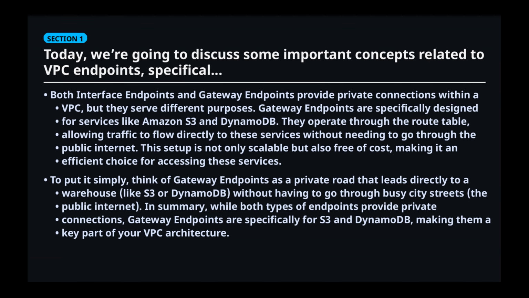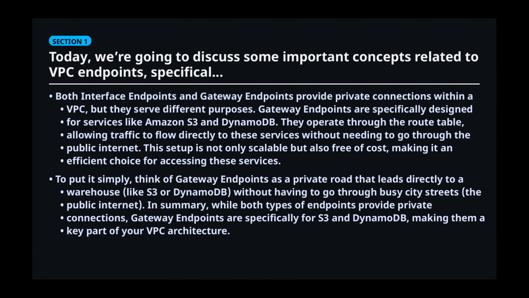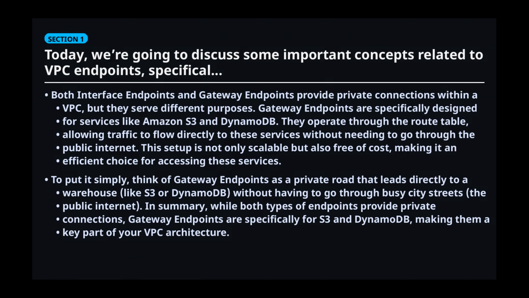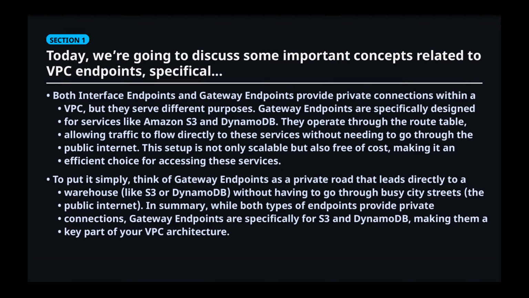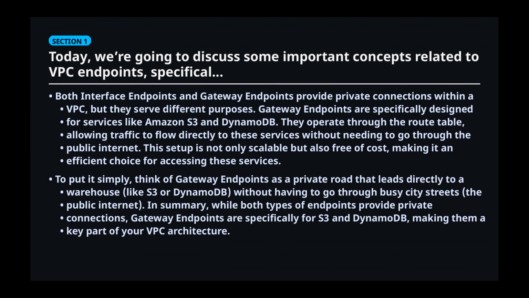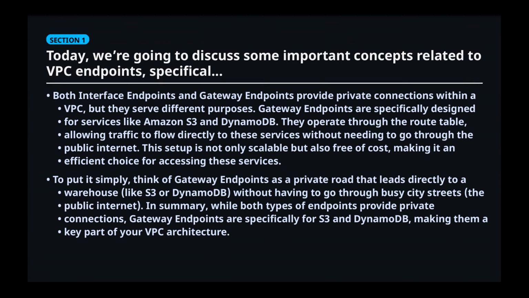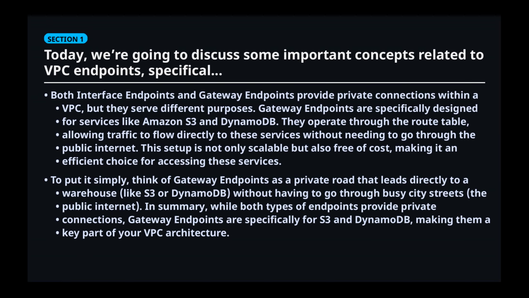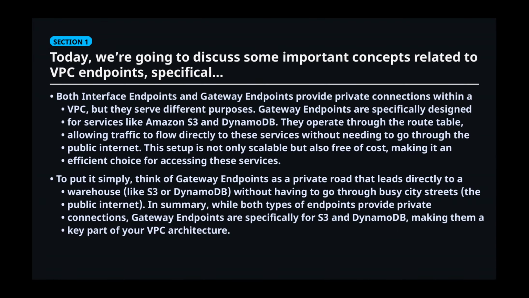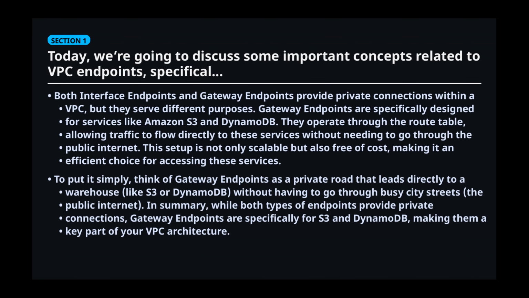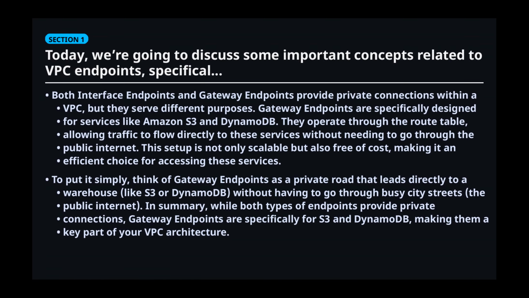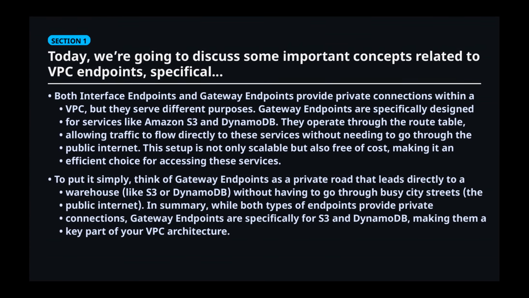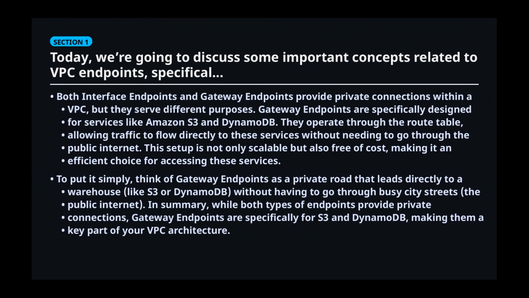these services. To put it simply, think of gateway endpoints as a private road that leads directly to a warehouse, like S3 or DynamoDB, without having to go through busy city streets, the public internet. In summary, while both types of endpoints provide private connections, gateway endpoints are specifically for S3 and DynamoDB, making them a key part of your VPC architecture.